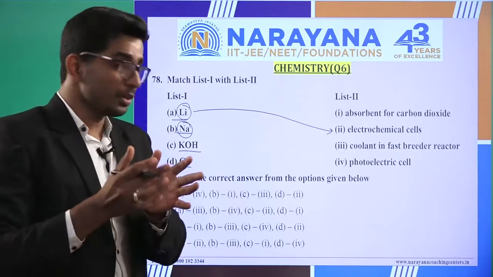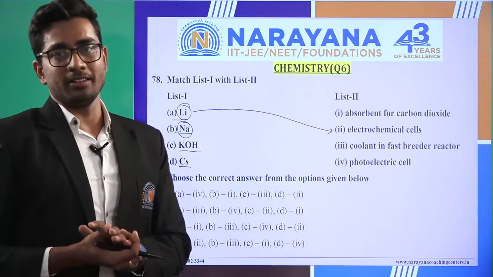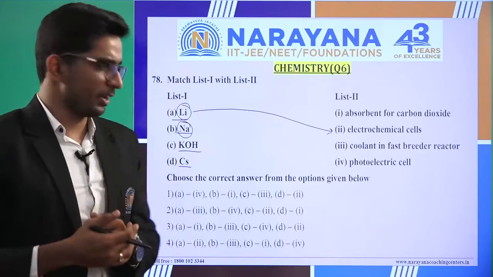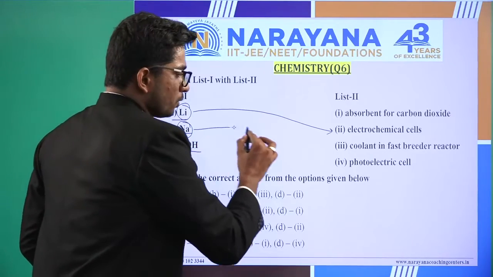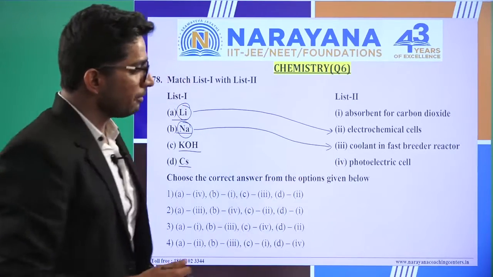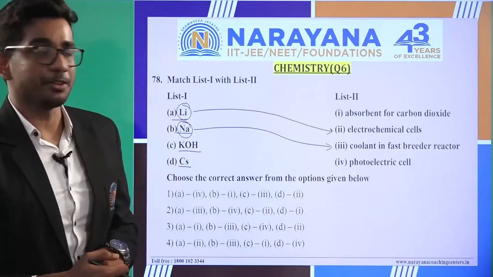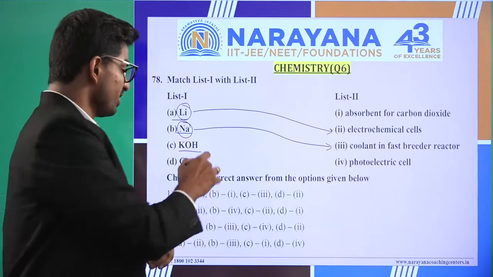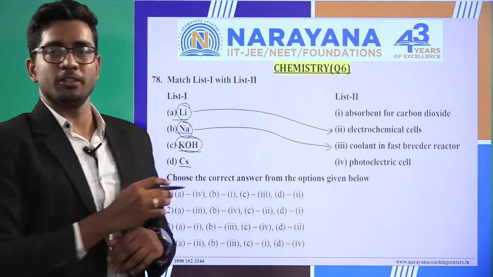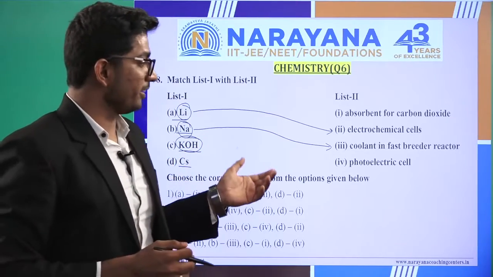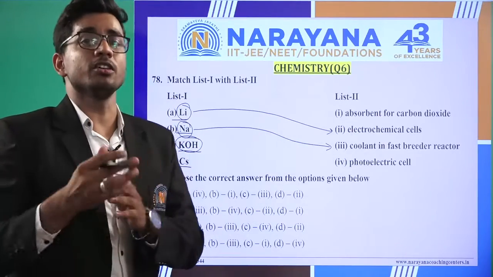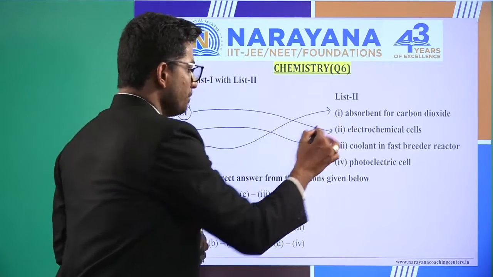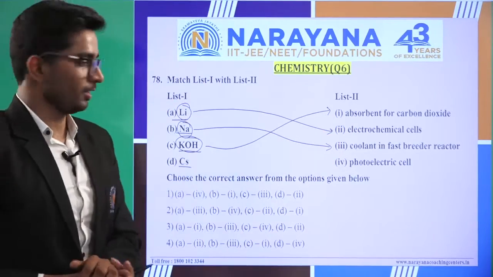And here sodium is taken in the liquid state, and that proves to be a better coolant than water at higher temperature. So here we can say sodium can act as a coolant in fast breeder reactors, which are nuclear reactors. Next is KOH. KOH, as we know, is basic in nature, and that is why it absorbs carbon dioxide, which is an acidic oxide. So here we can say it's going to be this, and the last one, cesium.